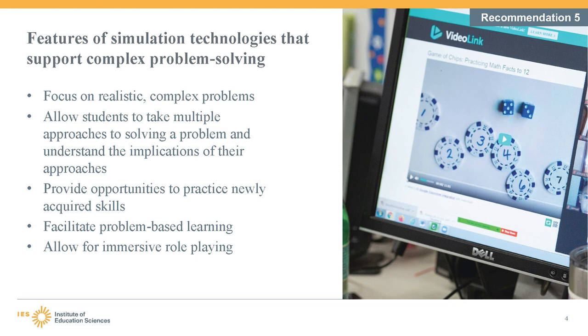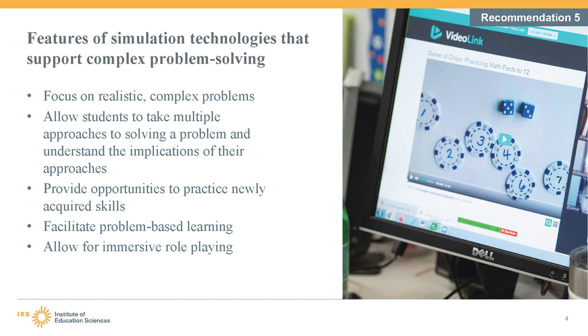Here it is important to note that there are many visual technologies out there that are sometimes called simulations, yet many of these do not have these essential features. For example, simple animations that do not allow for interaction or manipulation do not have the features needed to promote complex problem solving. Instructors should be critical consumers of technologies labeled as simulations and really think hard about if and how the technology supports complex problem solving.